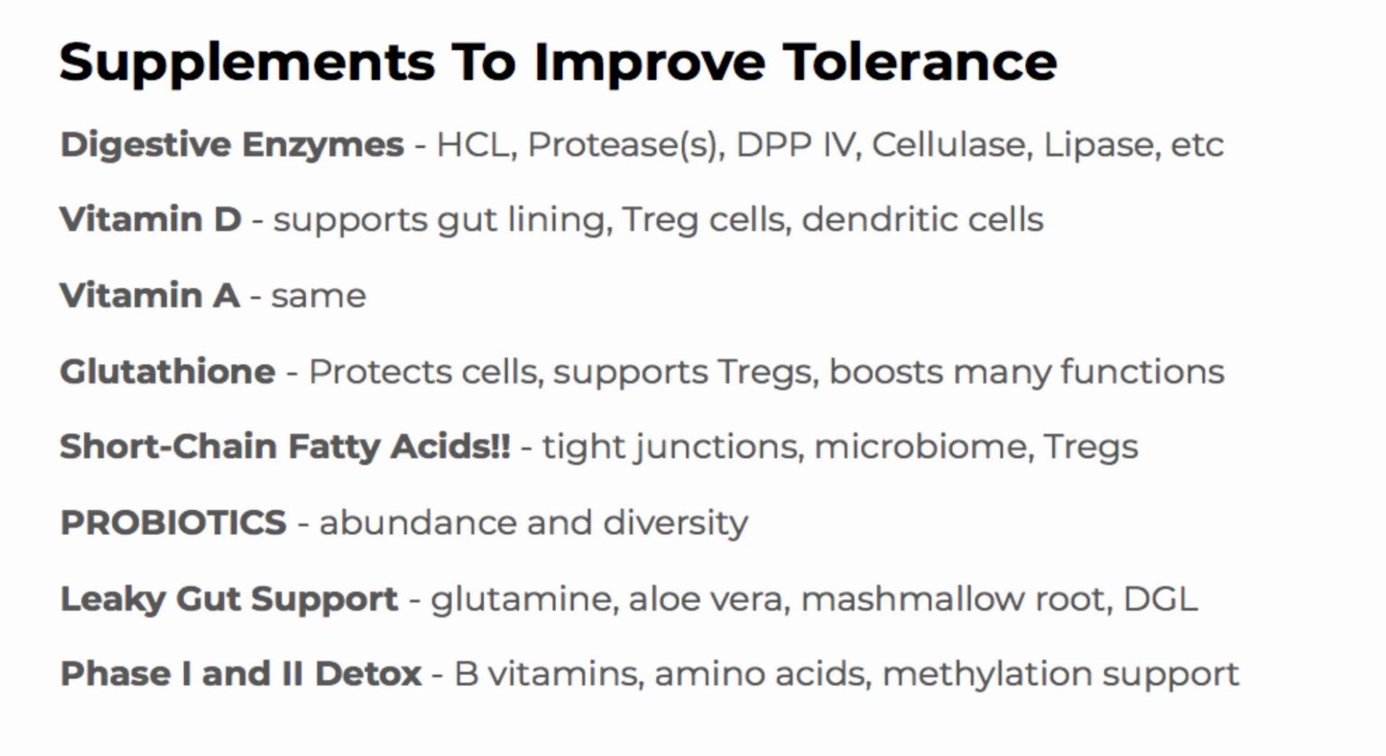You might want leaky gut support, different things like glutamine, aloe vera, marshmallow root, DGL, deglycyrrhizinated licorice, leaky gut support, anything that helps support that leaky gut. And you might need to support your detox pathways for tolerance, phase 1 and phase 2 of detox. Those things like B vitamins, amino acids, methylation support, all those things could help support tolerance in the immune system.